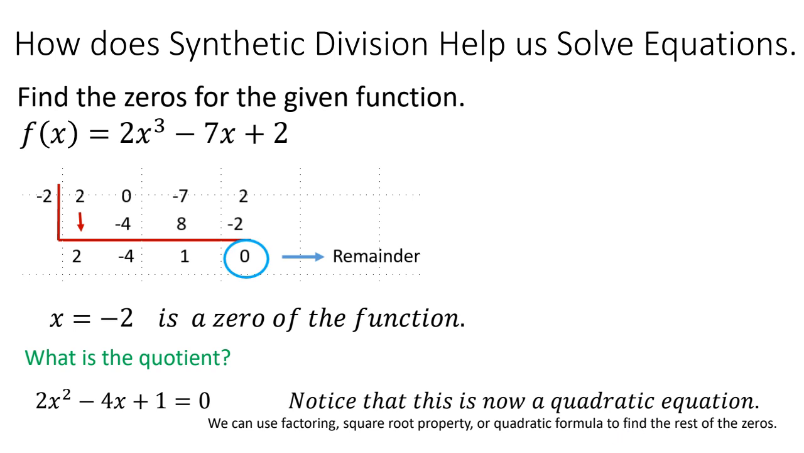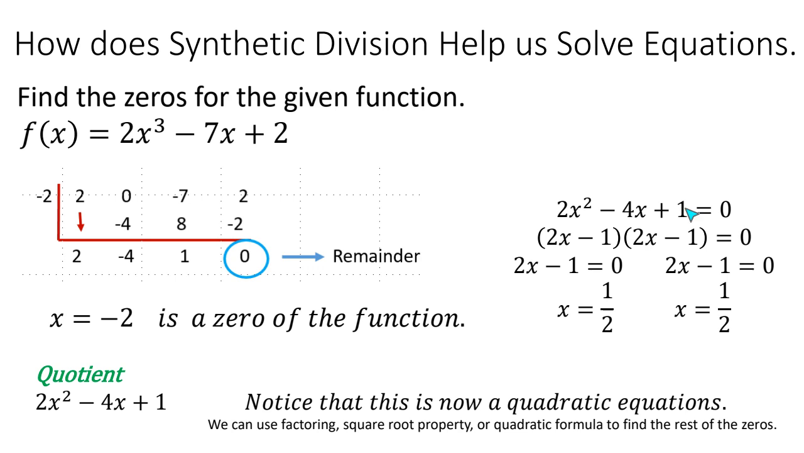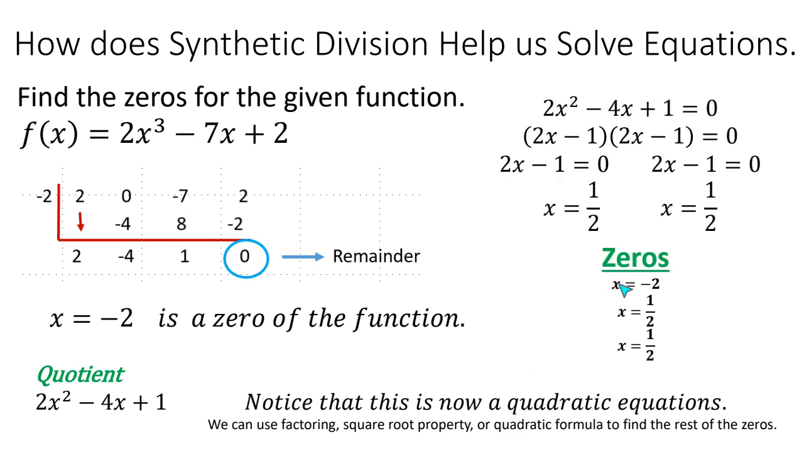Now to find the rest of the zeros, we can try to factor. This factors as 2x minus 1 times 2x minus 1. So we get x equals a half and x equals a half. So my zeros for this problem are x equals -2, which is what we got from synthetic division and was given as well, and then the other two zeros were a half and a half. The degree was 3, which means I should have 3 zeros: 1, 2, and 3. It just happens that one of them repeats, and that's okay.